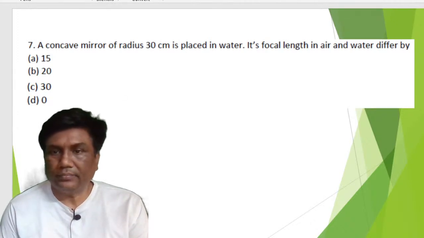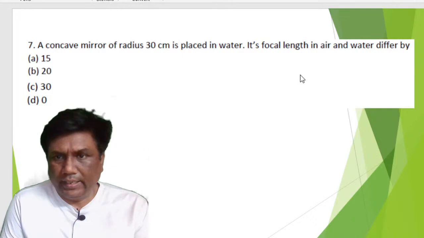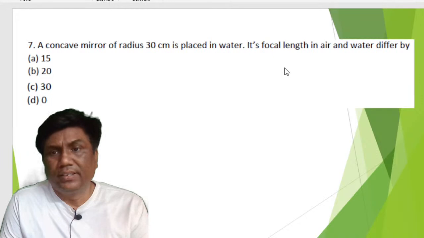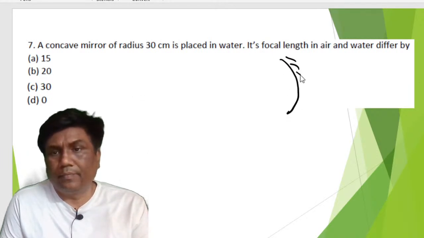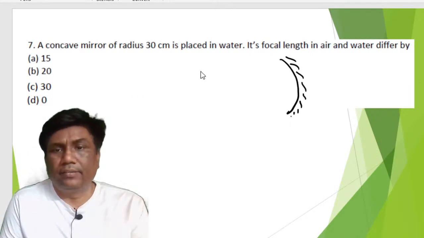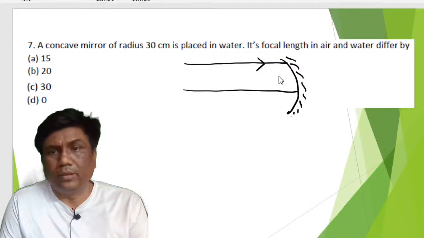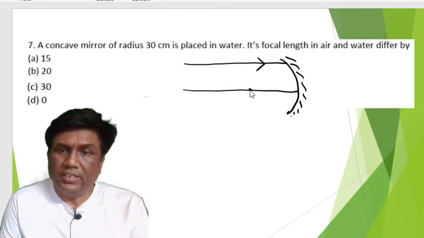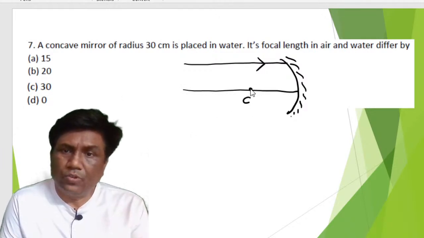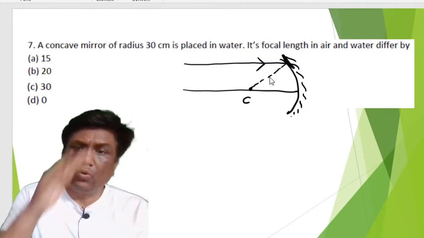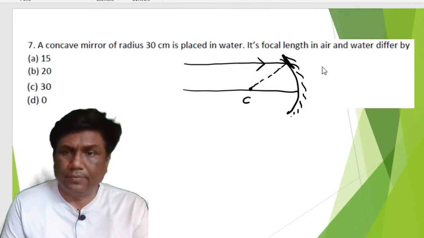Well, actually you see, in case of a mirror only the law of reflection is valid. Say this is the concave mirror in air, or you can say in vacuum. Say parallel rays are coming, parallel to the principal axis. Say this is the center of curvature. If I draw a line here, this will be nothing but the radius, which is also the normal at this point, because the radius is always perpendicular to the tangent of the circle.